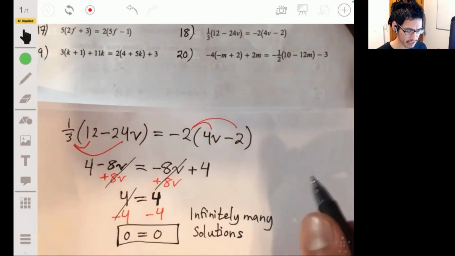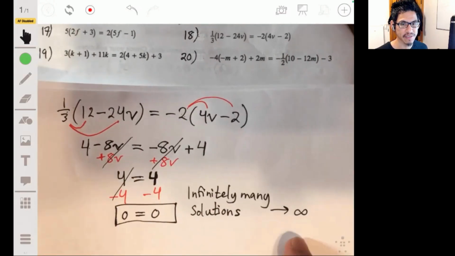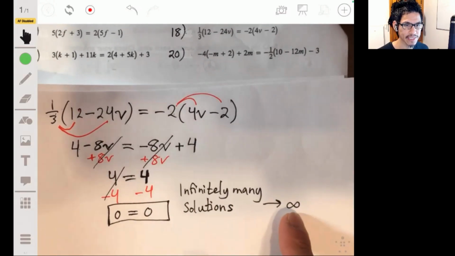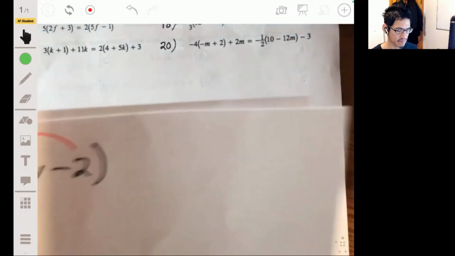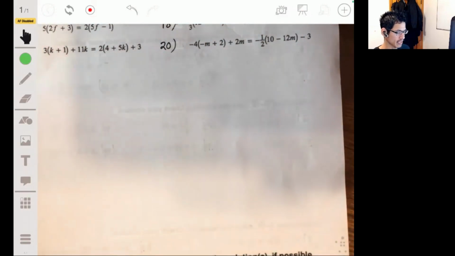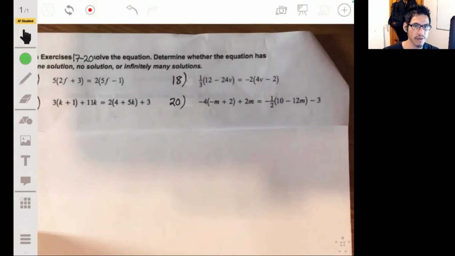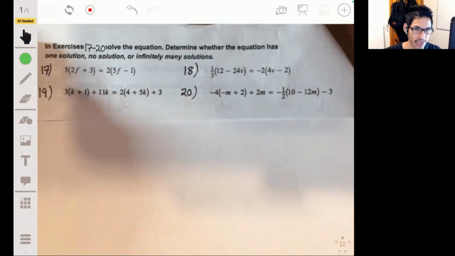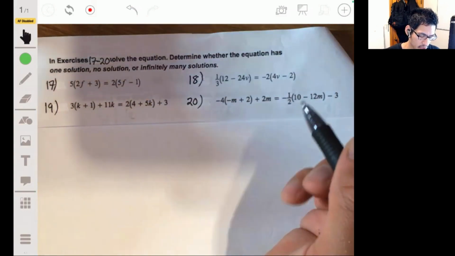Don't just put infinity, because first off, that's not a number, and it's kind of saying you can plug infinity in for v and it's going to work. It doesn't really work that way, and it's not what the problem is asking for. It's asking how many there are. You just write it out, and don't be lazy. Don't write like INF or something.